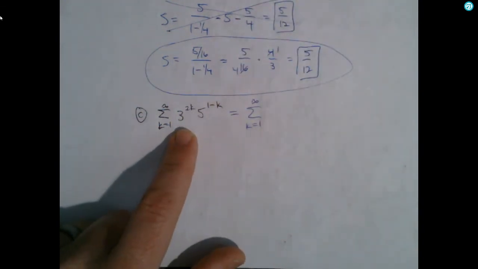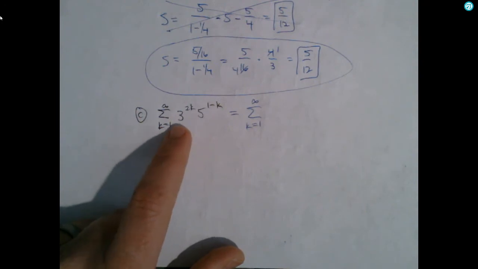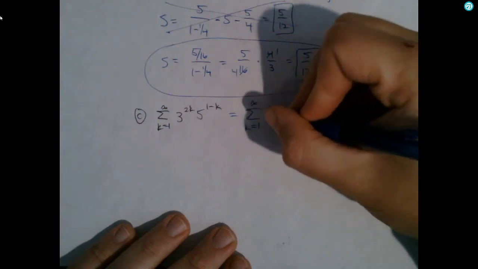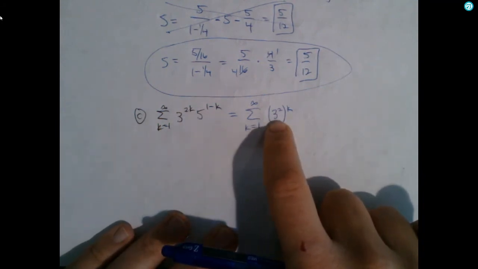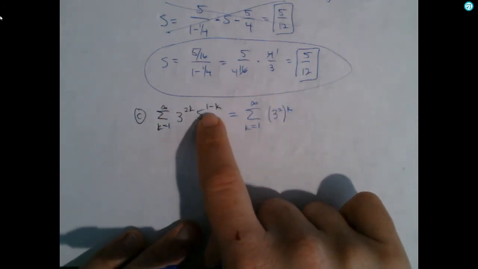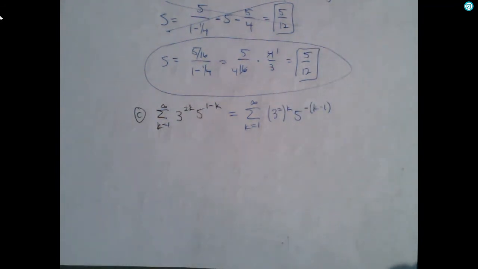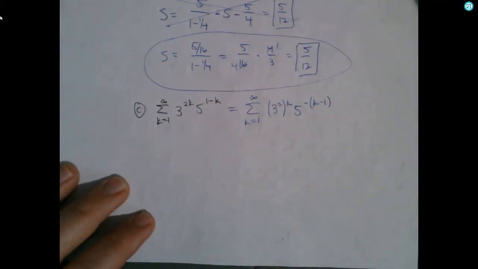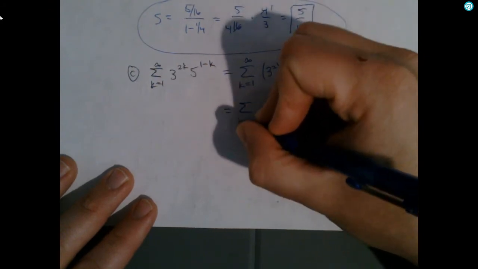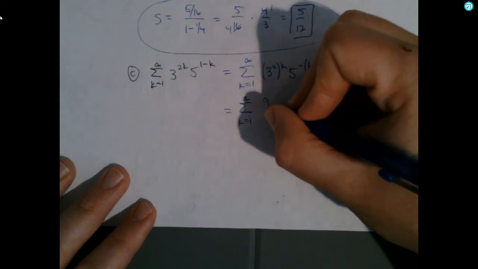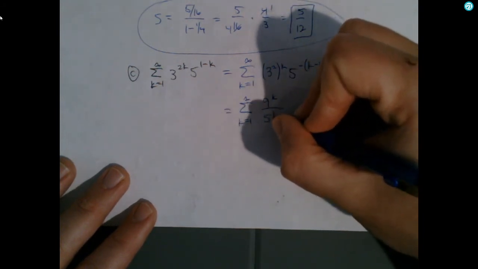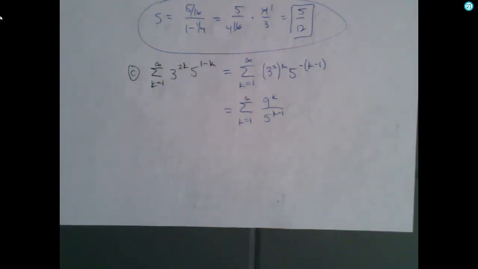One of the things we can do is notice that 3 to the 2k is the same thing as 3 squared to the k, because you would multiply those exponents to get back there. And 3 squared is, of course, 9. So in the next step, we'll make that a 9. The other thing is that we can change the order of subtraction here to k minus 1 as long as we make it negative. So this is 5 to the negative k minus 1. You'll see why I want to do that in a second. Now I can rewrite this as 9 to the k over 5 to the positive k minus 1.